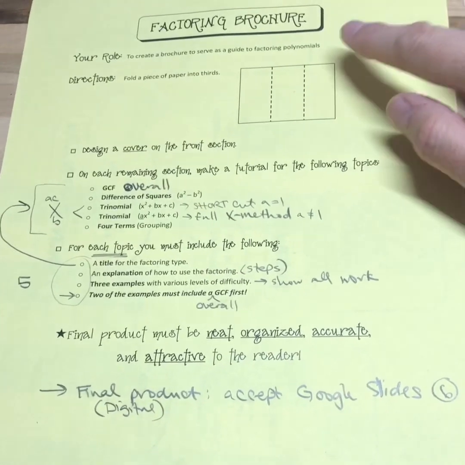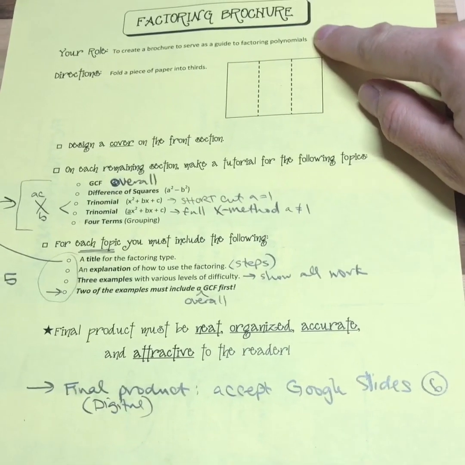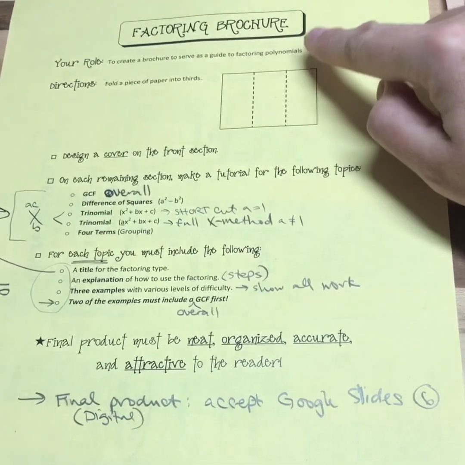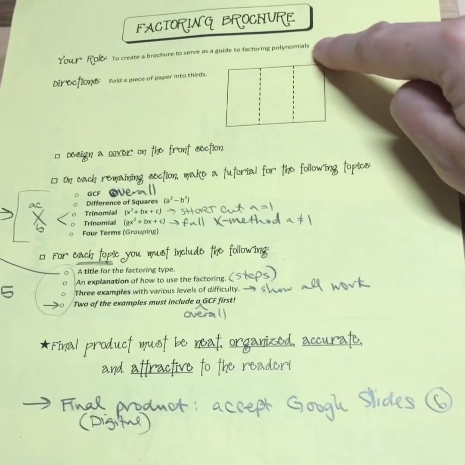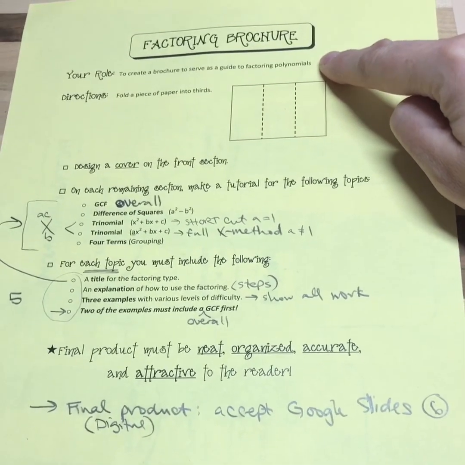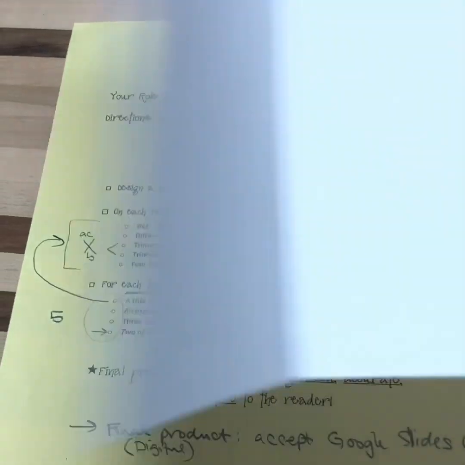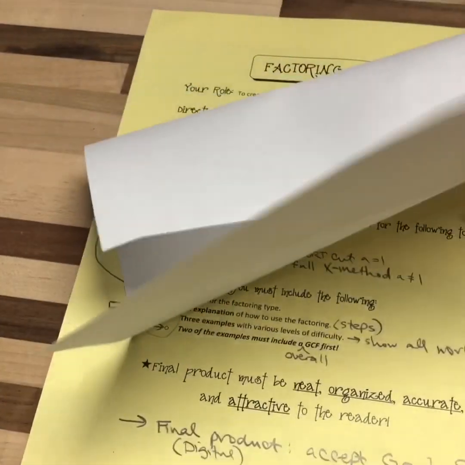All right, so for this factoring brochure, your role is to create a brochure to serve as a guide to factoring polynomials. Well, guide, in other words, an explanation. So you're going to take a sheet of paper like this and just tri-fold it. I just did a quick example. Nothing spectacular at this point.